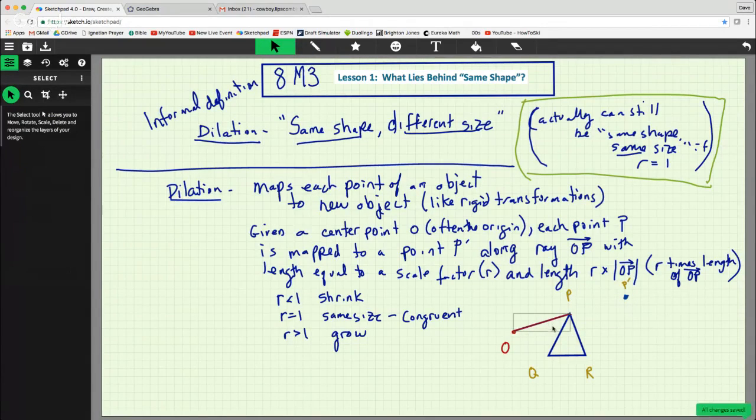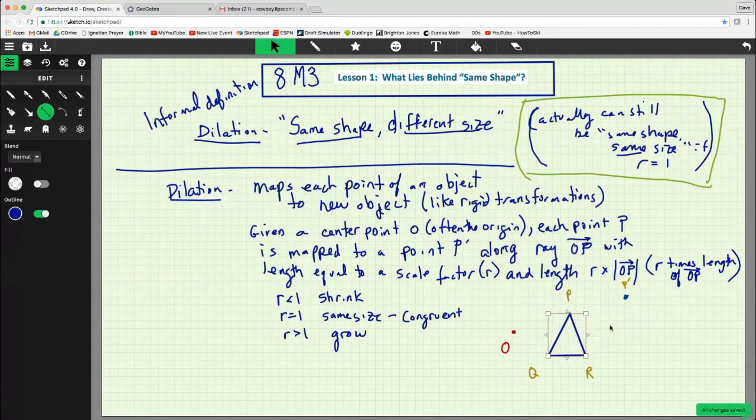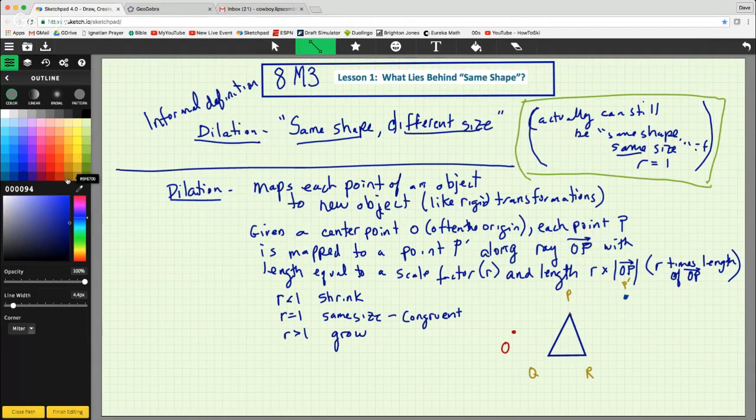So you're going to see. Okay, so that's my point 1. Now we're going to double the length of this other one. We'll use orange, and we'll make it go from here to R.